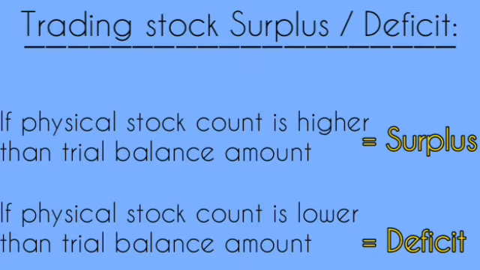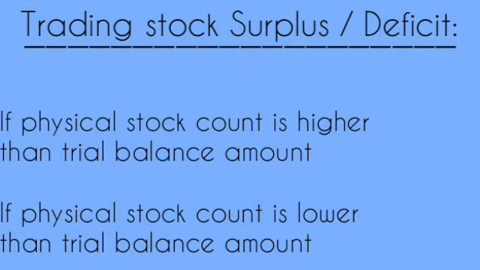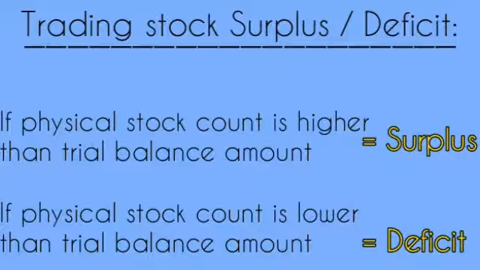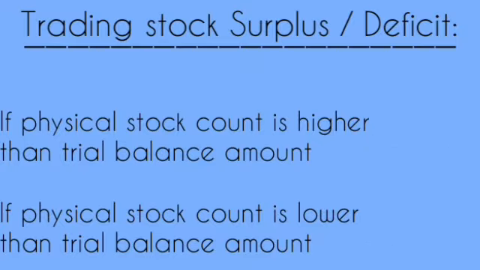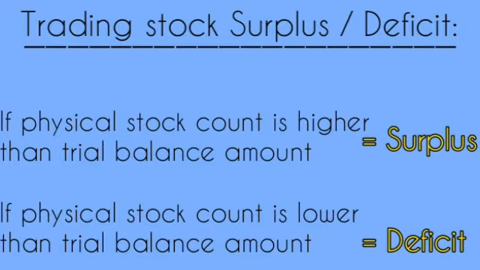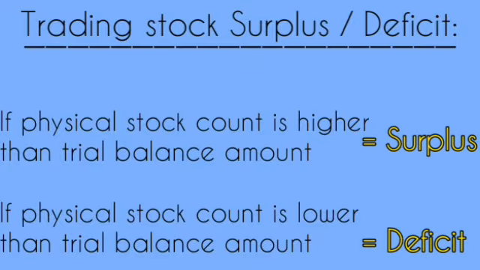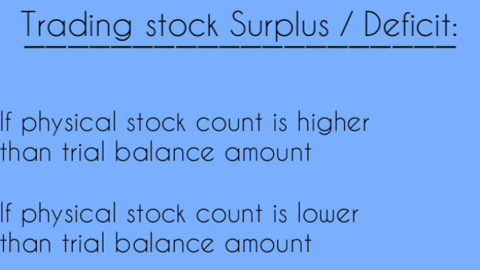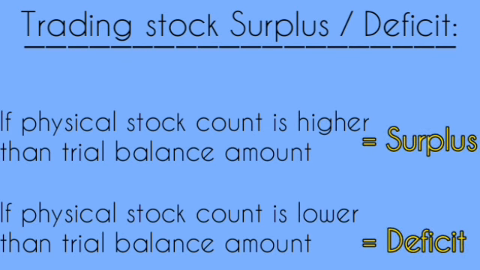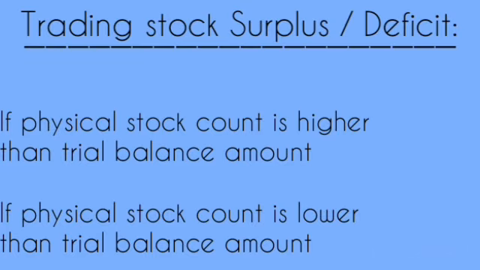So if what's recorded is lower than what has been physically counted, meaning the physical stock count is when you get into the storeroom and physically count one by one what is on the shelves, and the shelves have revealed that we have more than what we thought we had in our records, that gives us a trading stock surplus. A trading stock deficit is the opposite, meaning in our records we would have recorded an amount that is higher than our physical stock taking.